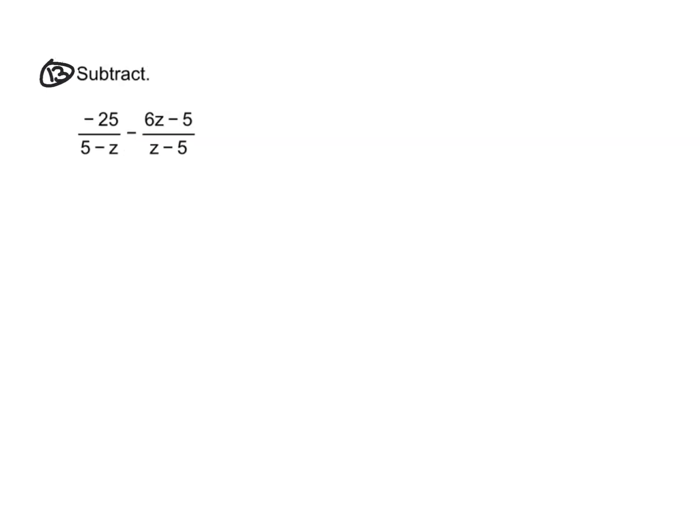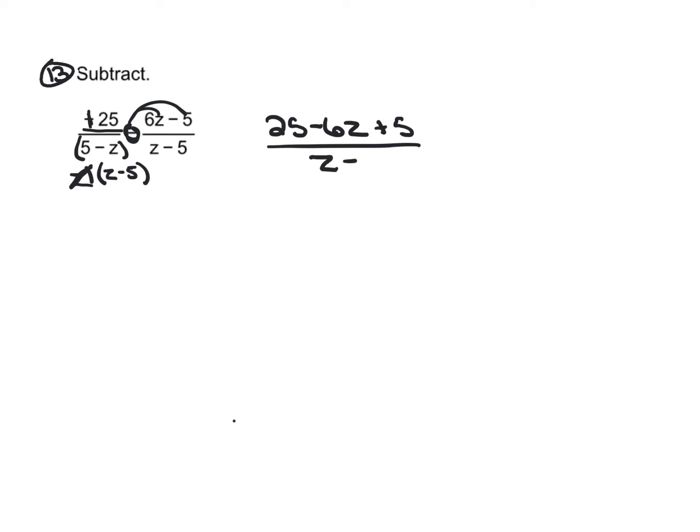This one is very, very similar. I, in general, prefer that I have the z's first. So if I take that and pull out a negative 1, it becomes z minus 5 instead of 5 minus z. Negative 25 divided by negative 1 is positive 25. So now I've got 25 minus 6z minus negative 5, which minus negative 5 is plus 5, over z minus 5.